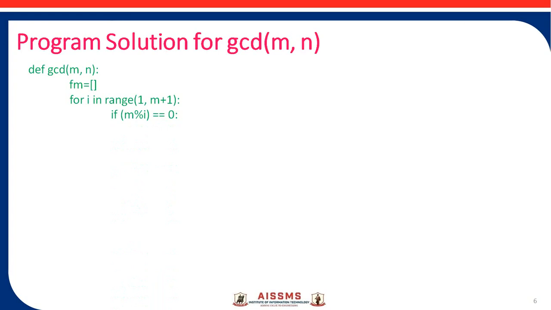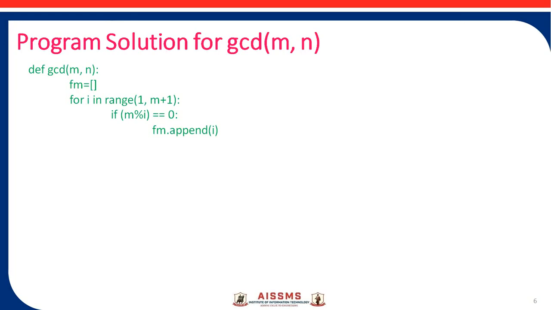And for every value of i, we have to check whether this particular value of i perfectly divides m or not. If it perfectly divides m, then we'll call it a factor of m. And once it is a factor of m, then we'll add that particular i value to the factors list. By using the append function, we can add that particular factor value to the factors list. So after executing all these steps, we'll have the factors of m.